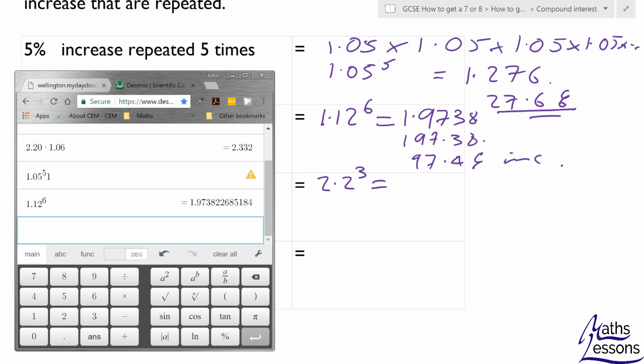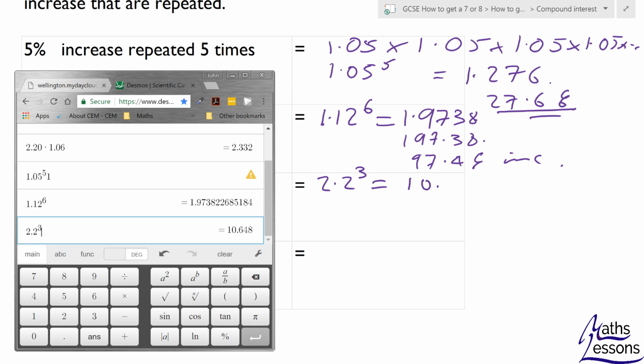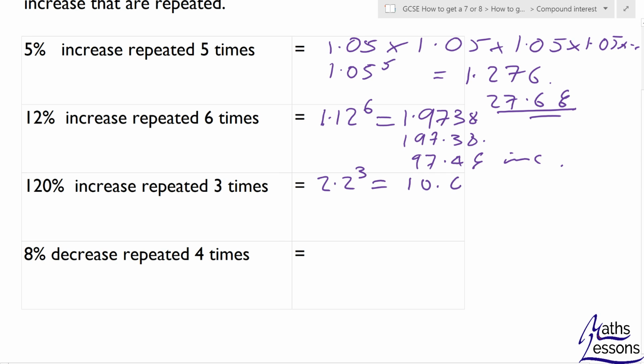So 2.2 to the power of 3 gives me 10.648. So we times that by 100. So that gives me 1064.8. So we now need to remember that we started off with 100, so we've got to take 100 off that. So that gives me 964.8% increase. Quite a tricky one.